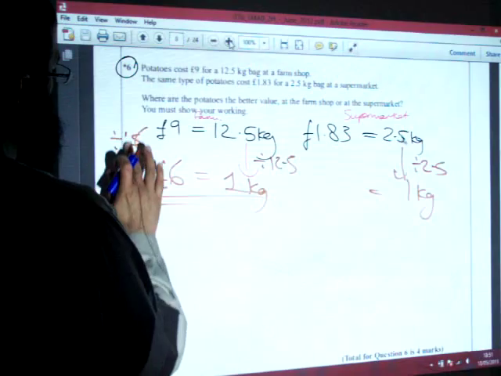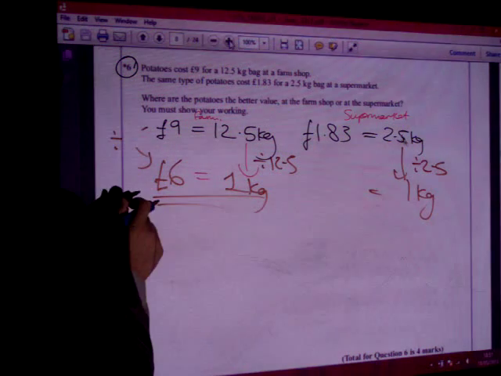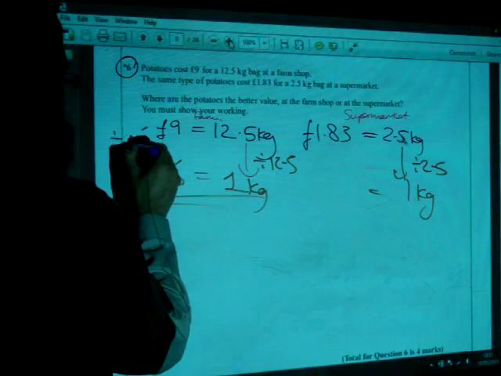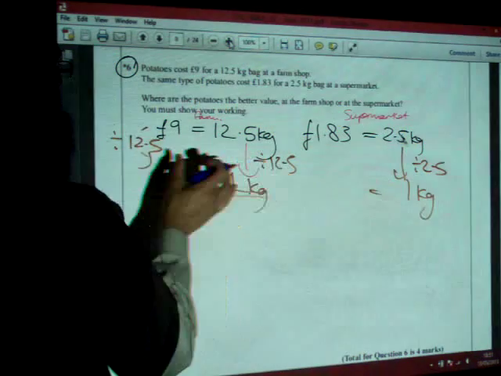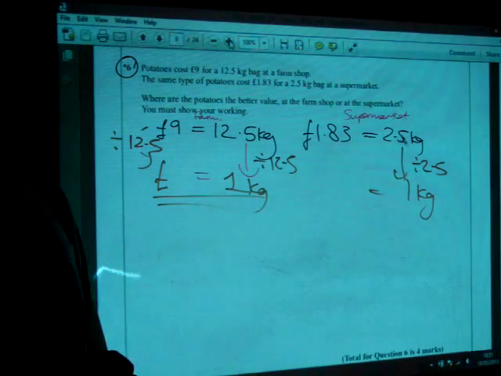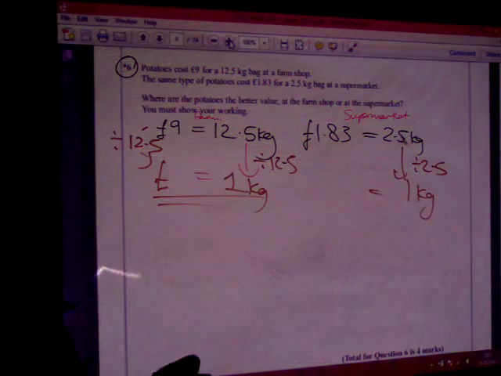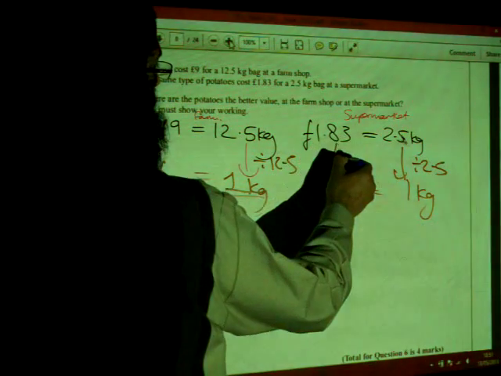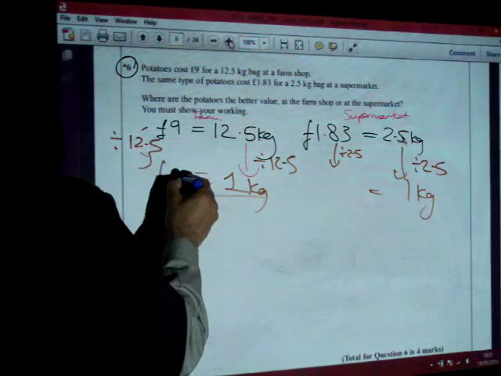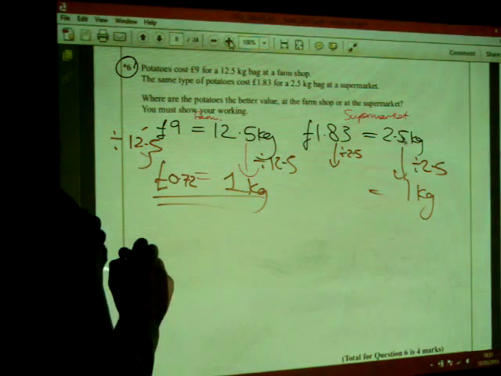Sorry, pardon me. I said divide by 1.5, but it's divided by 12.5. What we divide on this side, we divide on this side. So, each side, 9 divided by 12.5 in the calculator, please. 0.72. Good.